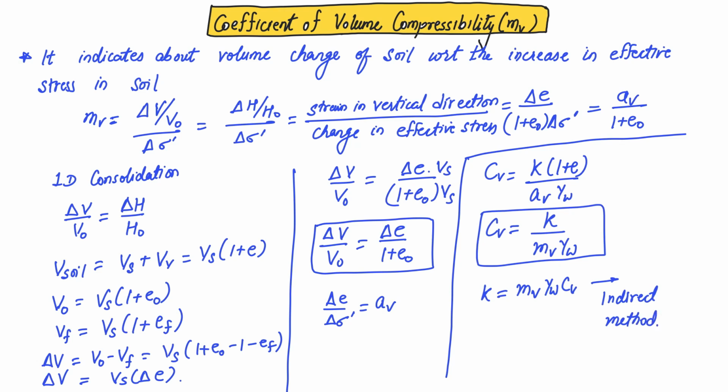Now, you have studied the coefficient of volume compressibility, which is one term in the Terzaghi theory. You also have to study some more terms that are present in the equation of Terzaghi theory of 1D primary consolidation. So let us move ahead to the other terms in our next lecture.